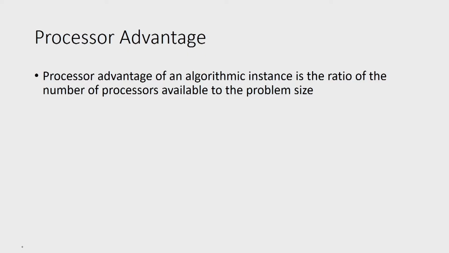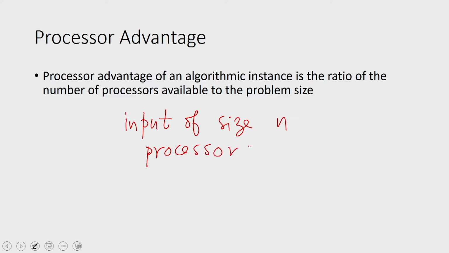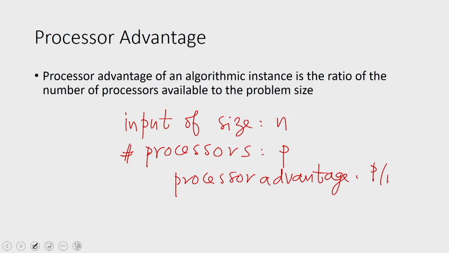A crucial notion here is what is called the processor advantage. The processor advantage of an algorithmic instance is the ratio of the number of processes available to the problem size. Let us say we have an input of size n, and we try to solve this input of size n using p processors. In that case, we say that the processor advantage is p by n. You have p processors to solve an instance of size n, therefore the processor advantage is the ratio p by n, the number of processes available to the problem size.